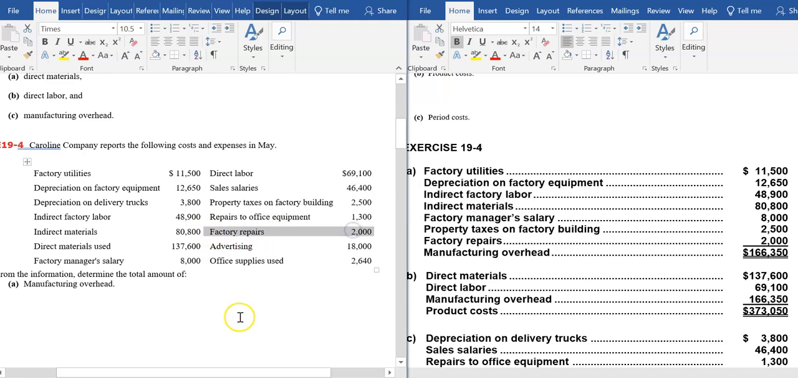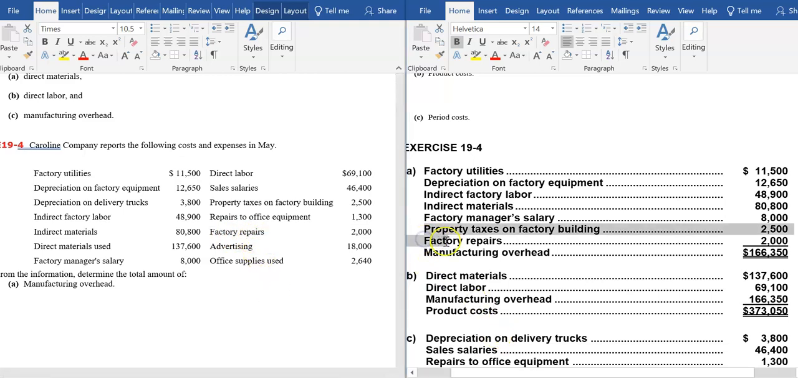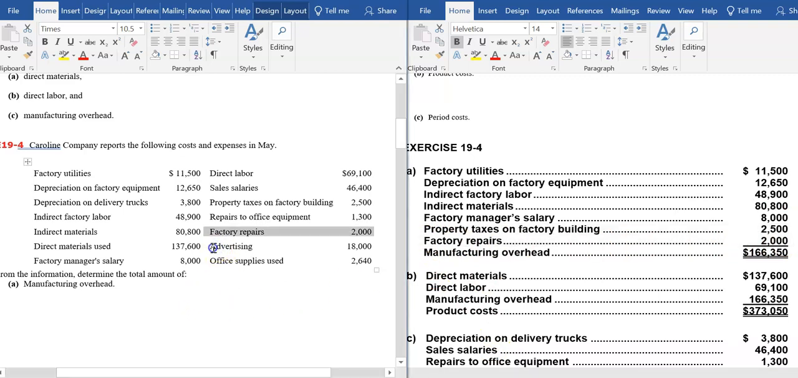Factory repairs. These are repair costs in the factory. It is not a direct material. It is not a direct labor. It would be an indirect cost of making the inventory, an overhead cost. Advertising and office supplies used. These are both costs incurred by the company, but they are not incurred in the factory, or they don't have anything to do with making the product. Thus, they are a period cost.